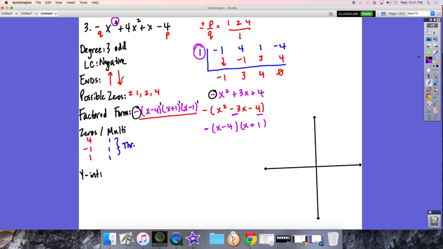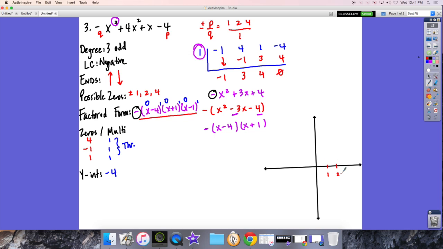Now to find your y-intercept, you can do 2 things. You can take 0 and plug it in everywhere there's an x and type it into your calculator, or we can look to our last number in standard form and know that our y-intercept is going to be at negative 4.